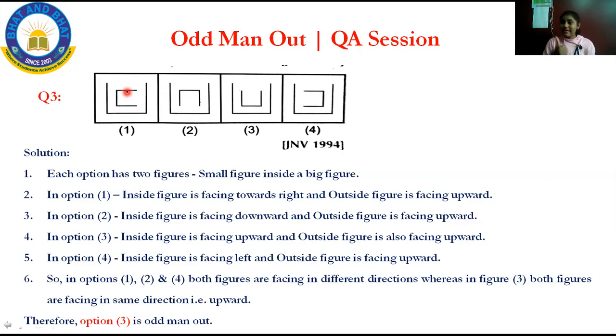So what is the correct option? Option C. What is the reason? Both the inner design and the outer design are facing the same direction, that is upwards, while in options 1, 2 and 4 they are facing different directions, one is left or up like that. So what is the correct option? Option C is the correct answer.